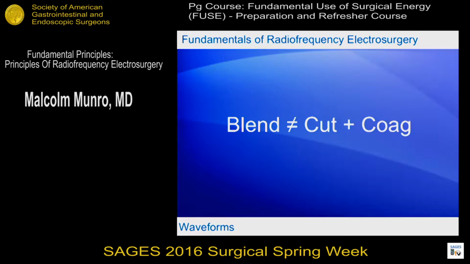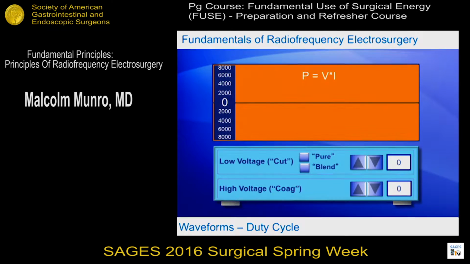So you say, well, what's blend? And blend is not cut plus coag. It might have been 100 years ago, but it really is not that now. What blend is a modulated version of the so-called cut or low voltage output. And all it does is it takes advantage of Ohm's law. So, for example, that is on about 50% of the time, right? So instead of a 100% cycle, it's on only half the time. So we call that a duty cycle of 50%.